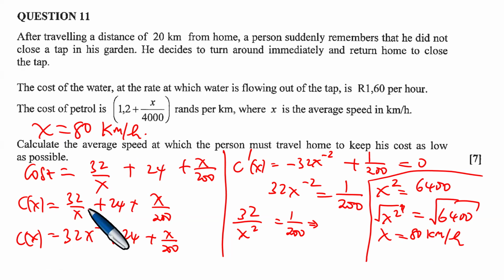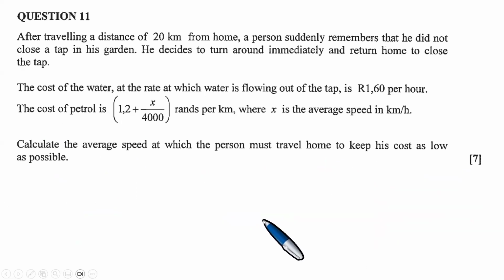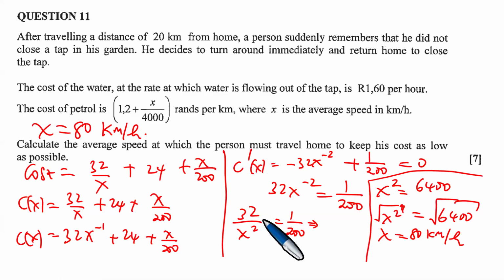So if he travels at a speed of 80 kilometers per hour, he's going to be so good. Where's the question? Right, in the absence of questions, I'm going to call it a very good evening.